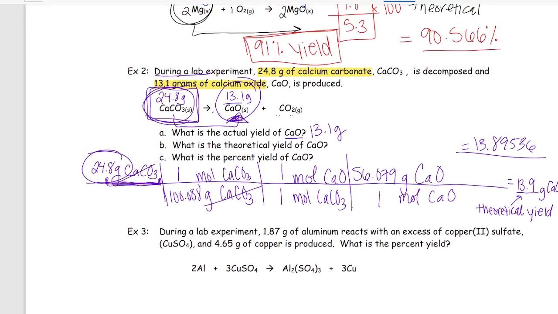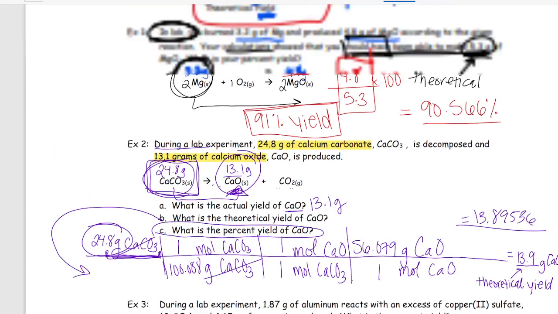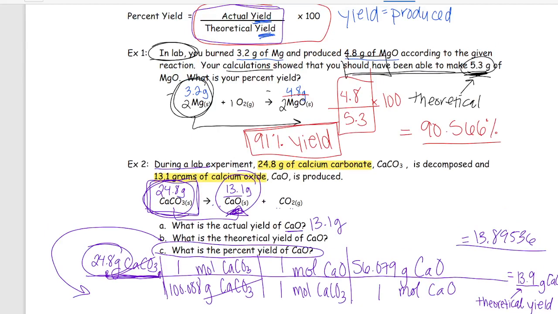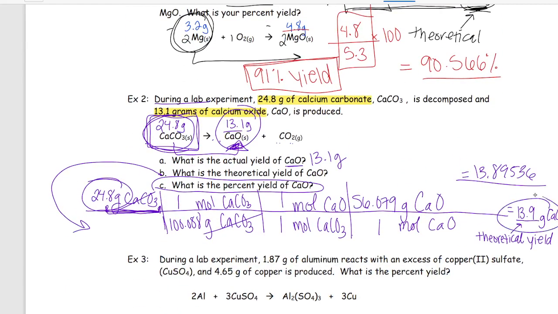I'm sorry, I guess I could have said this at the beginning. I did my theoretical yield down here just because I had space. Is that why you were confused when I was calculating? The percent yield is calculated using the equation that we have up here. So now that I have my theoretical yield of 13.9 and I have my actual yield of 13.1, that is answering the question for letter C, which is percent yield.